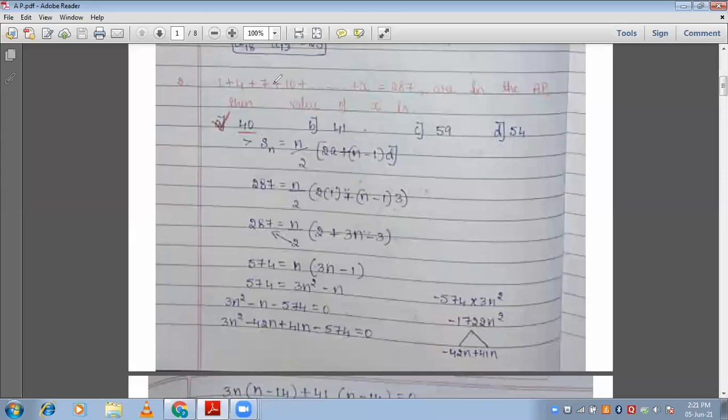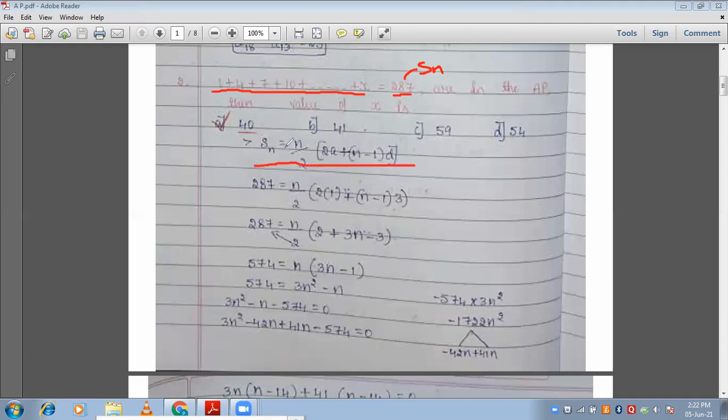1 plus 4 plus 7 plus 10 plus dash dash dash plus x is equal to 287, are in AP. Then the value of x is dash. Here they have given the sum of all these terms, which is equal to 287. Then this is Sn. Sn is 287. You need to find this x value. And here there are two question marks.